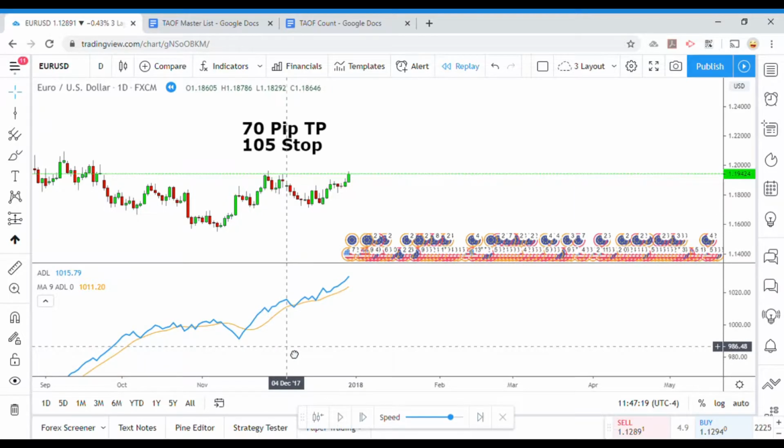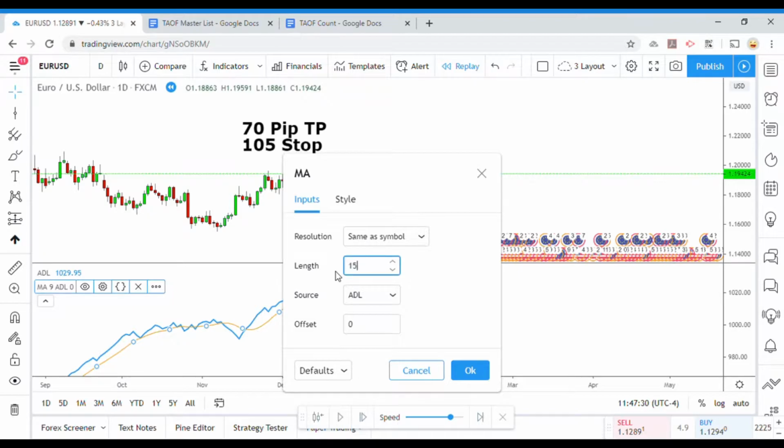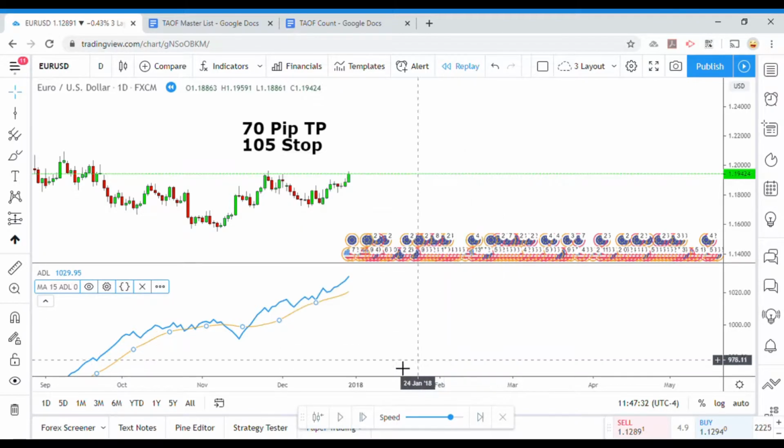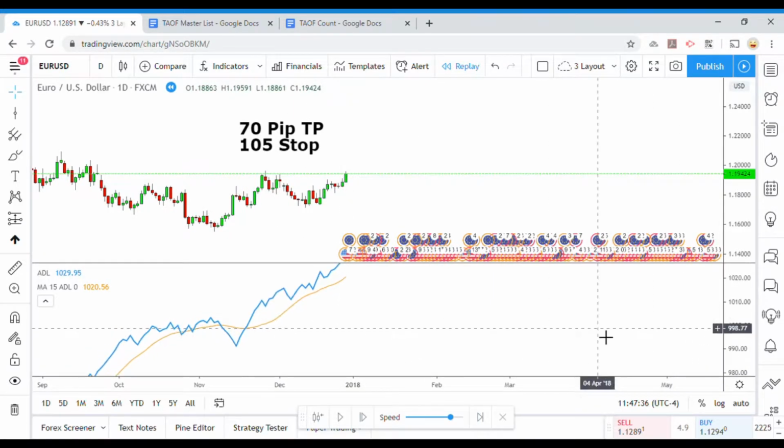So we have the blue line, which is the advanced decline line. We have the orange line, which is a moving average, just a regular moving average. I'm going to switch it to a 15 moving average here.